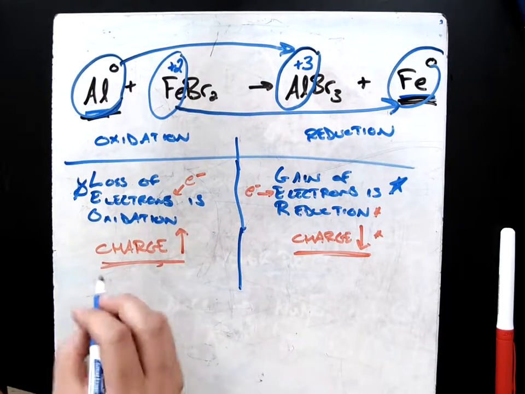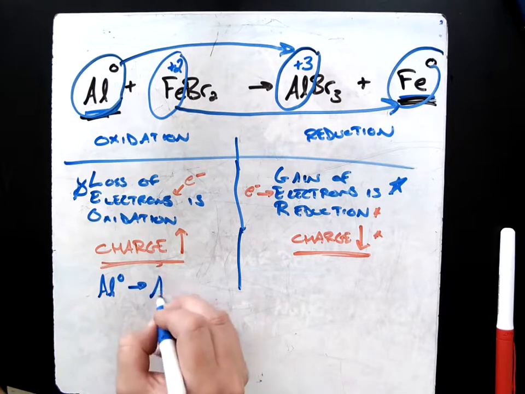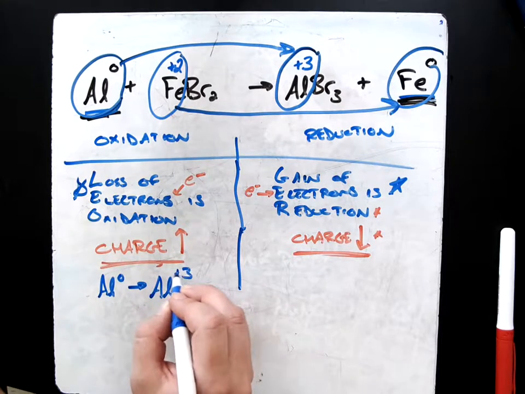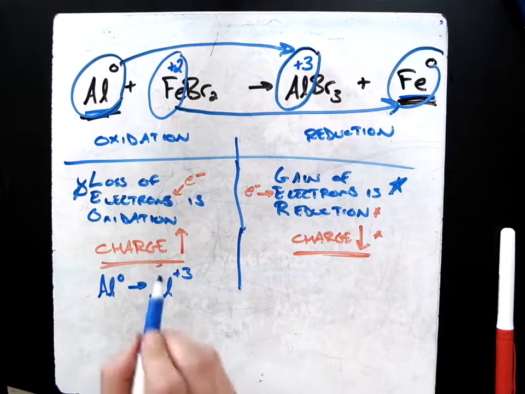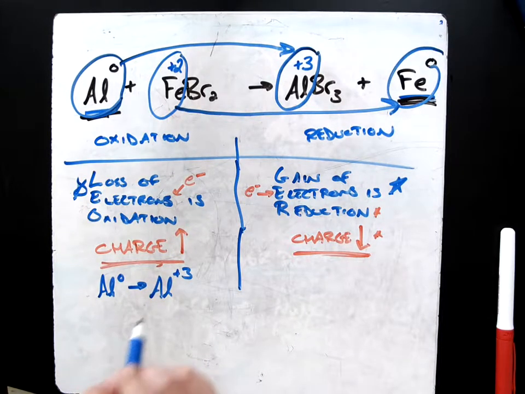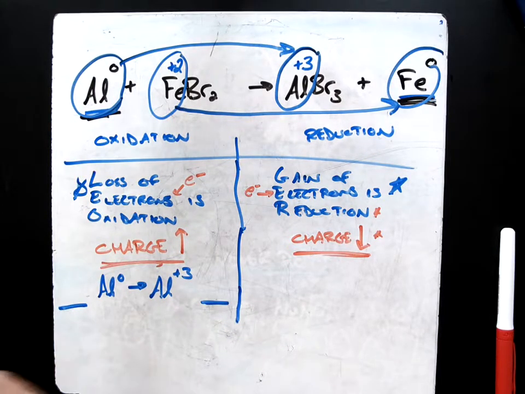Pull out just the aluminum. Here he is with 0 charge. Then he has a +3 charge. Leave off the bromines. Leave off anything else. The only one being oxidized is the aluminum, so zoom in on him. Now, how would I show electrons being lost? I could put them on this side or this side.